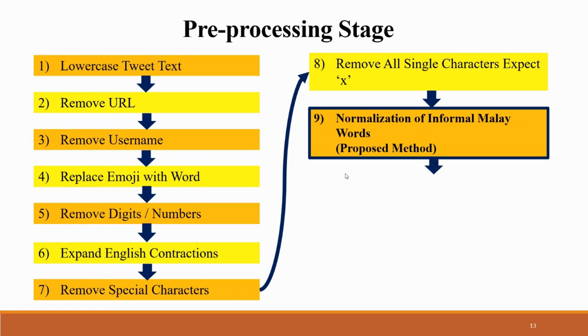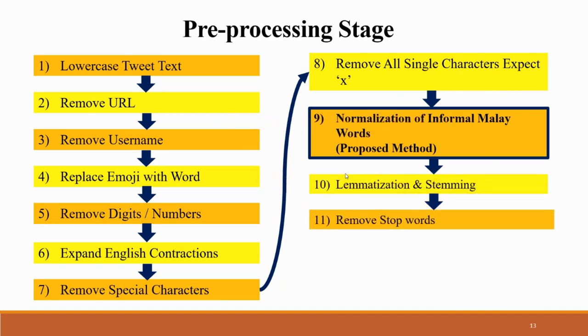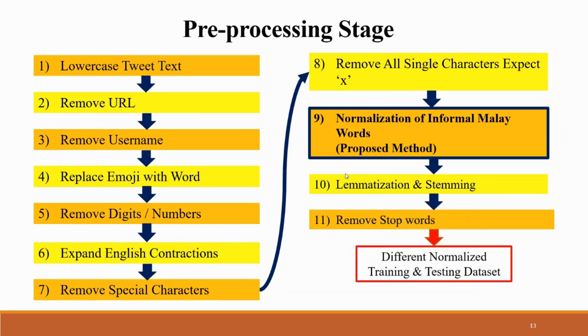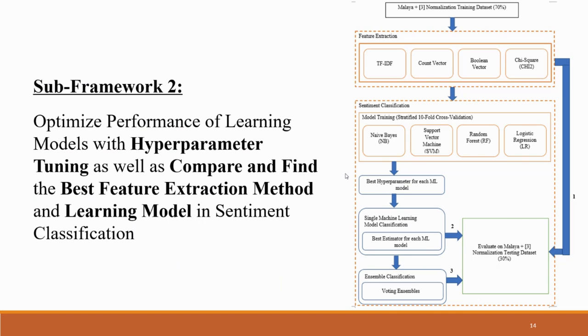So after the proposed normalization methods, we apply stemming and lemmatization on the English and Malay words, followed by removing both English and Malay stop words. So after all this pre-processing stage, different normalized training and test datasets are produced. And then we continue with tokenization to tokenize the tweets into a list of words before using count vector for feature extraction.